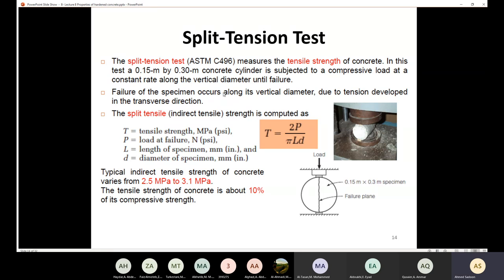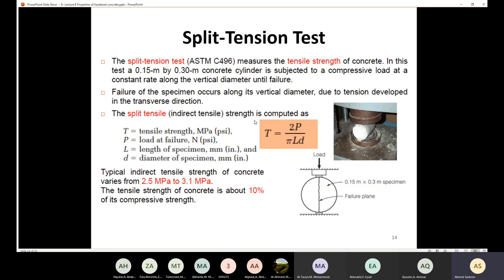Failure of the specimen occurs along its vertical diameter, so the failure is going to take place around here and here due to tension developed in the transverse direction. So we apply the load here, but a tension is going to take place here and here, so that is going to split the specimen into two parts.